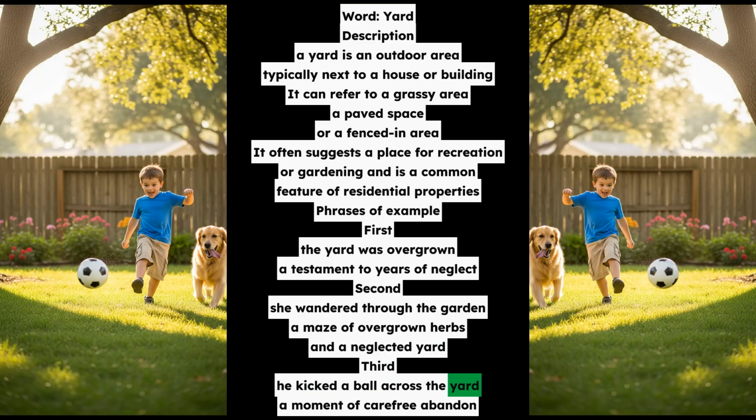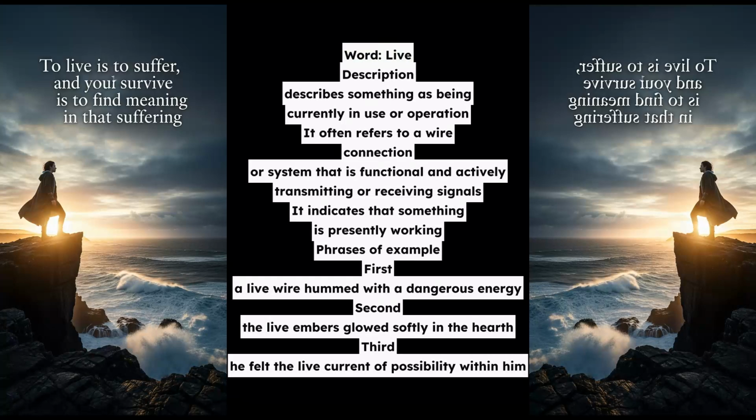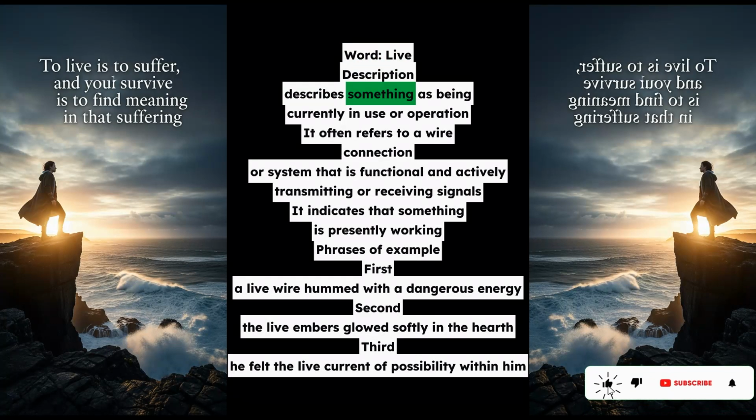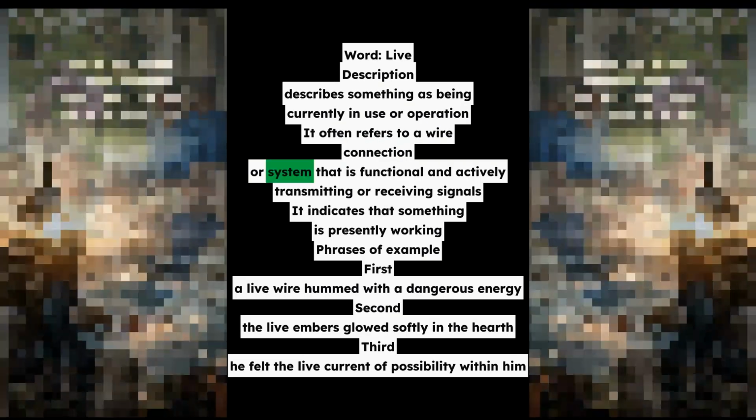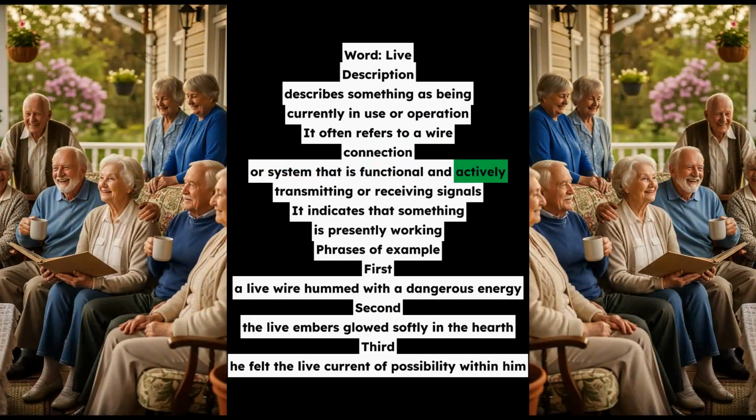Word: live. Description: describes something as being currently in use or operation. It often refers to a wire, connection, or system that is functional and actively transmitting or receiving signals. It indicates that something is presently working.